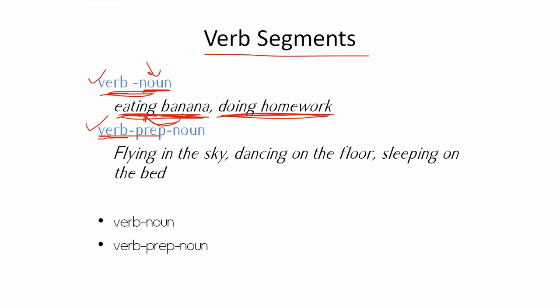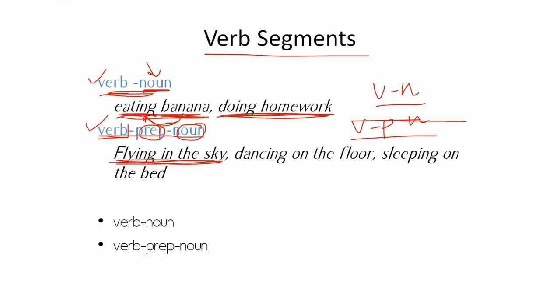Similarly, verb, preposition and noun: flying and sky, in the sky, flying in the sky. Now if you see here, this is a verb, you get a preposition and then you get the noun. Sometimes you get the noun directly after the verb, sometimes you get verb, then a preposition and then a noun. In any case, we call this a verb segment, and we call that a verb segment too. Here, that a noun comes after a preposition, we already know from preposition as a noun binder. However, here all the three are coming together and we treat them as a verb segment, and verb noun also as a verb segment. So dancing on the floor, we underline it as one segment. Sleeping on the bed, we underline it as one verb segment.